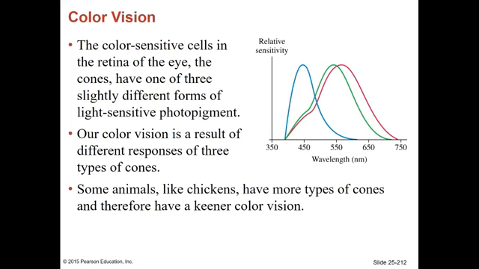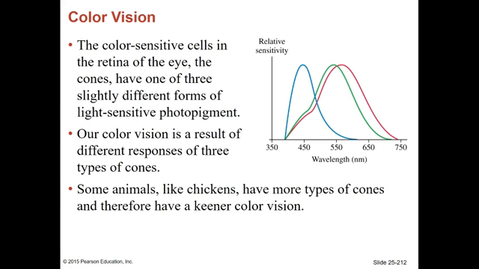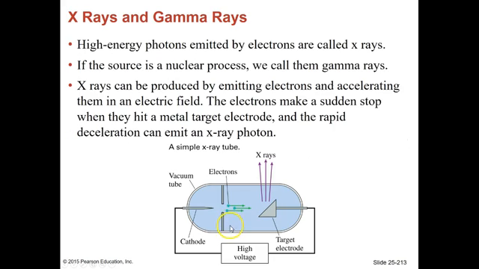Let's go ahead and talk just briefly about color vision. There are color sensitive cells in the retina of your eye called cones, and they have one of 3 slightly different forms of light sensitive photopigment. So it's either red, green, or blue. Our color vision is a result of the 3 different responses of those cones, and that's what gives you the millions of colors that you can see. But there are other animals like chickens that have more types of cones, and therefore have really keen color vision. Ours are just red, green, and blue.